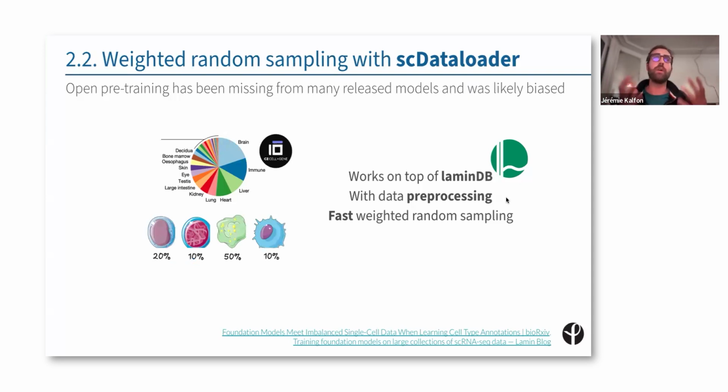And so this way, if you have rare cells or cells for which you want to sample more, you are able to do this very fast. And this is how Sprint has been trained. And I believe it's also the first pre-training that has been done this way.